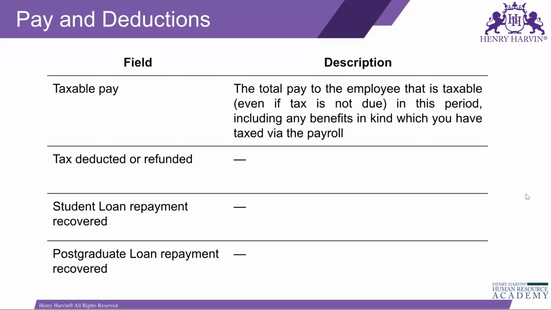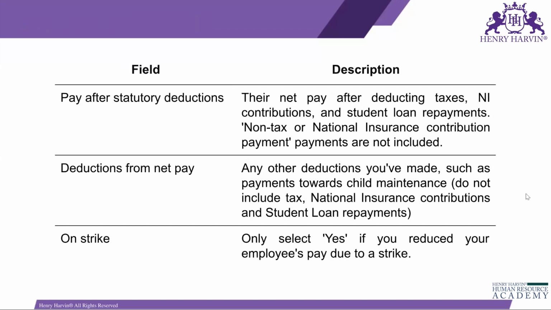When you're sending EPS, it doesn't mean that you will not send the employee salary, but the employees are receiving gross salary, so you have to repeat those payments again. Student loan repayment, postgraduate loan repayment. And similarly, pay after statutory deduction, net pay, deductions from net pay. That is any other deduction you have made, such as payment towards child maintenance, where you do not get the tax benefit.